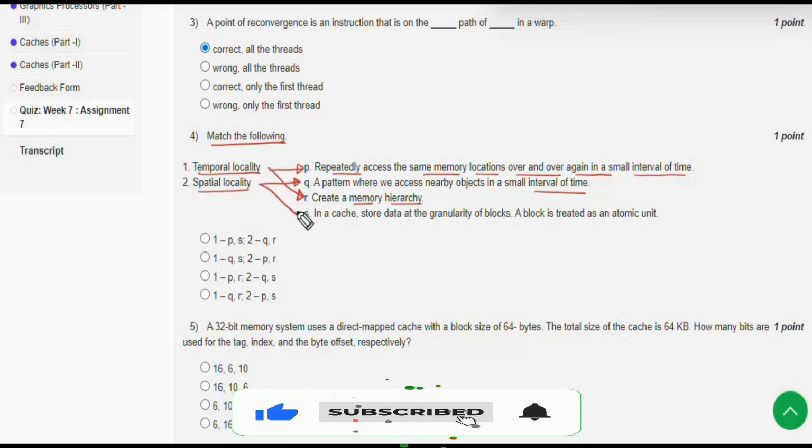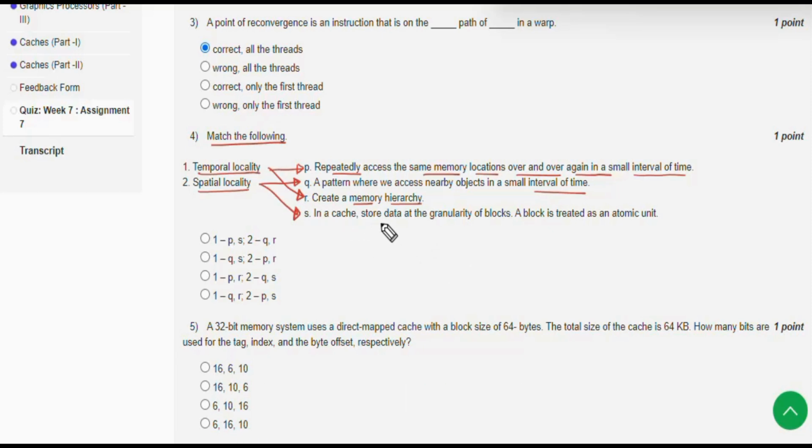And S: in a cache, store data at the granularity of blocks. A block is treated as an atomic unit. So here 1 will match with P and R, 2 spatial locality will match Q and S. So this will be the answer. Okay, so I select.